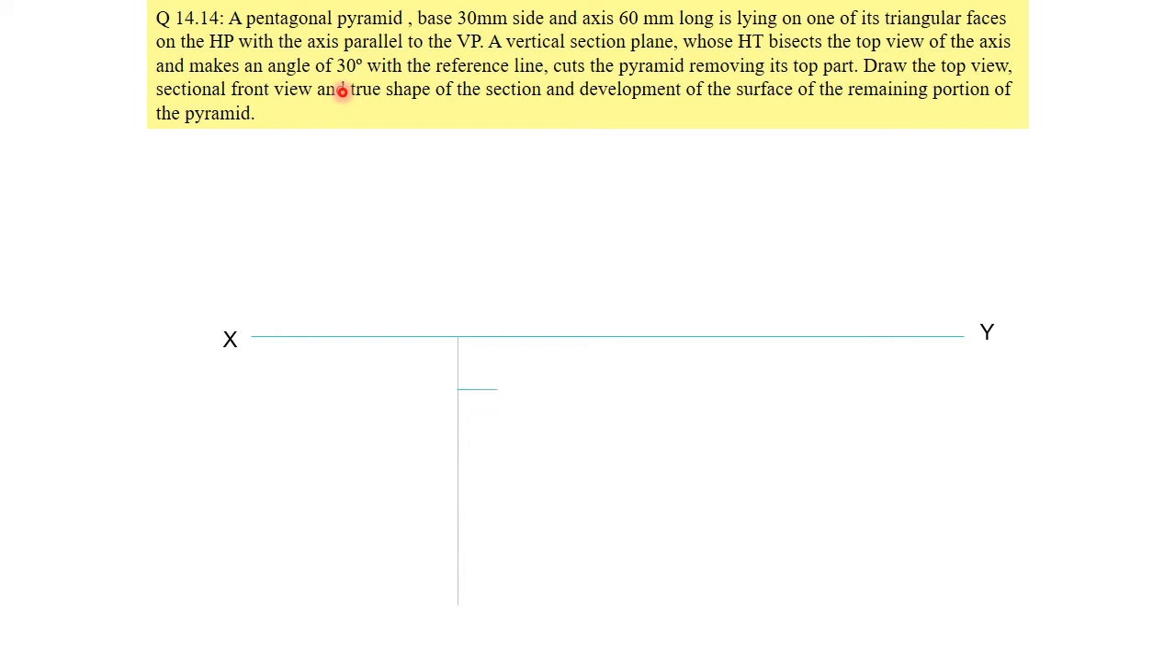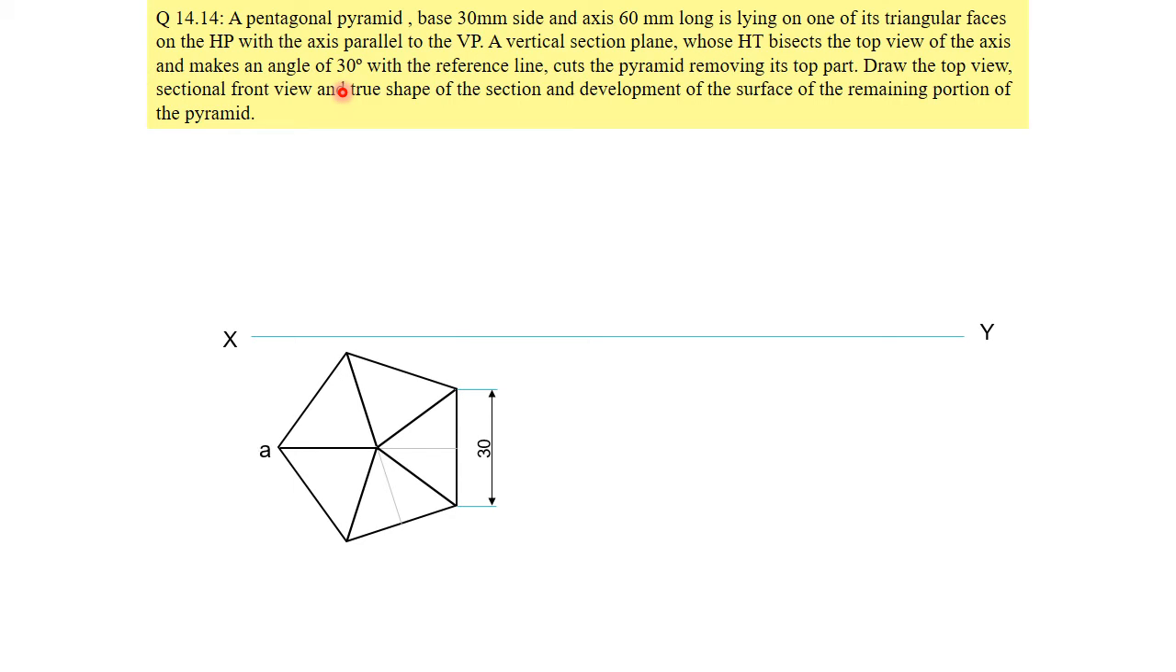So draw the XY line first and draw the top view. It is 30 mm side. With the help of compass and protractor, draw the pentagonal pyramid. Like this. And this is the apex O, and the corners A, B, C, D, E, and the center is O.